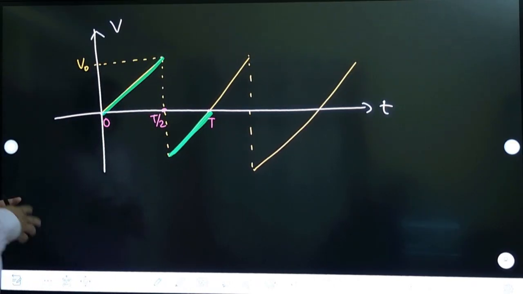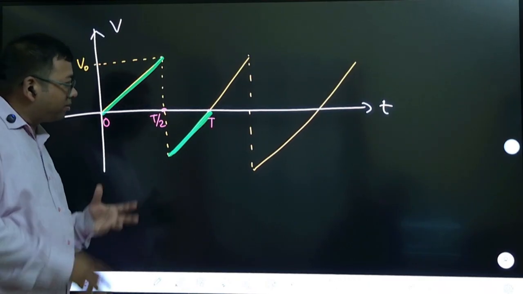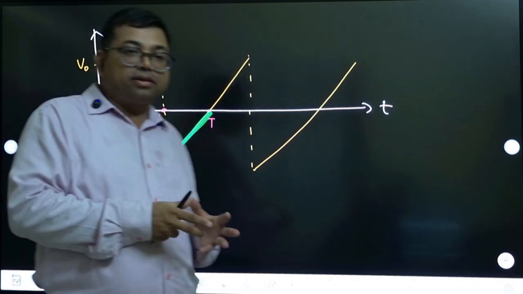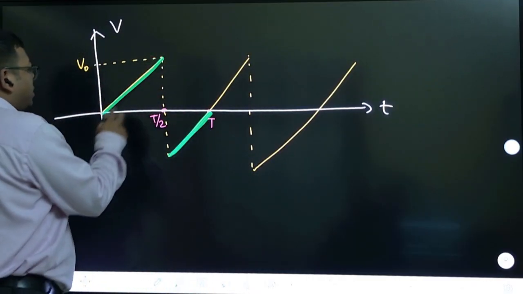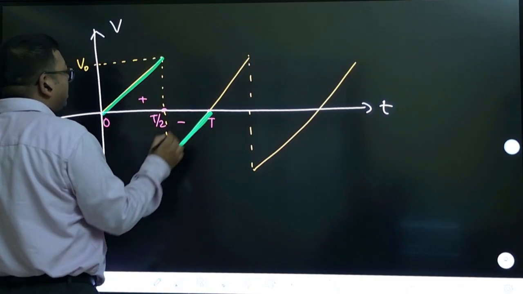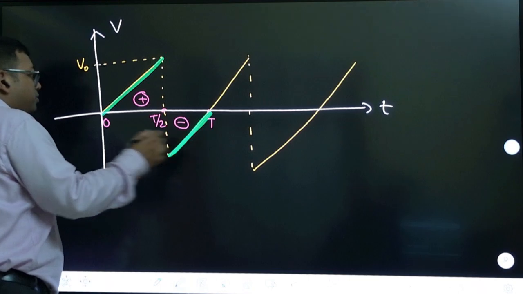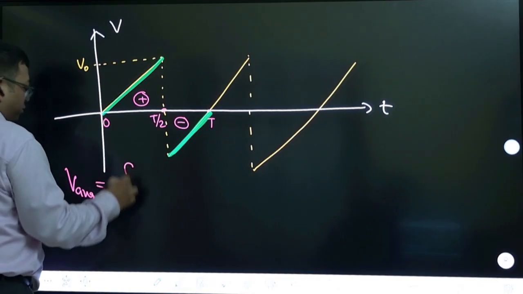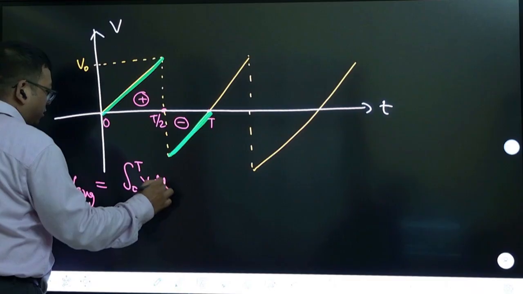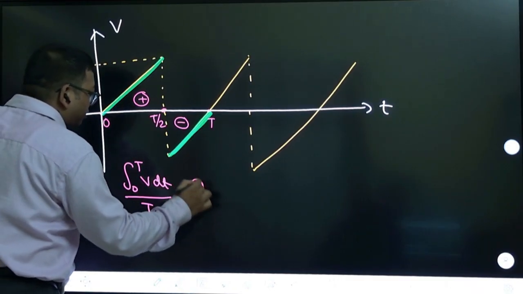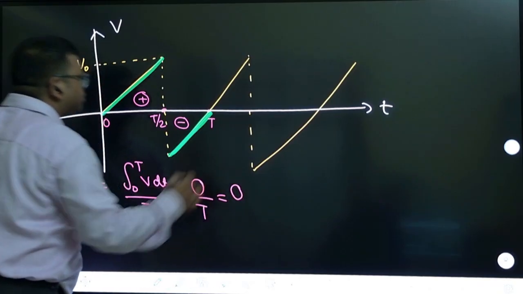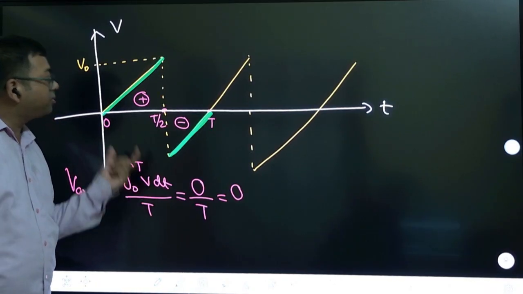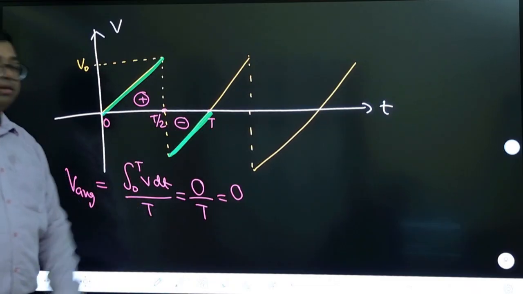Here I asked to calculate average and RMS. Average was 0 because the equal areas cancel out. Whatever area is positive here and negative there will cancel out, so the average over one cycle is 0. The average is the integral of V dt from 0 to T divided by T, which becomes 0, because it gives the area under the graph.